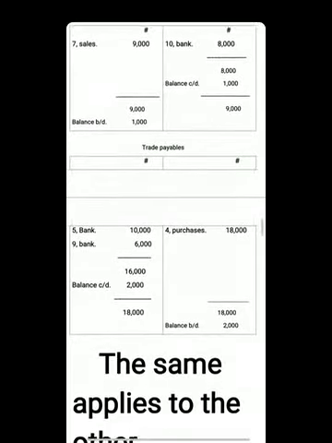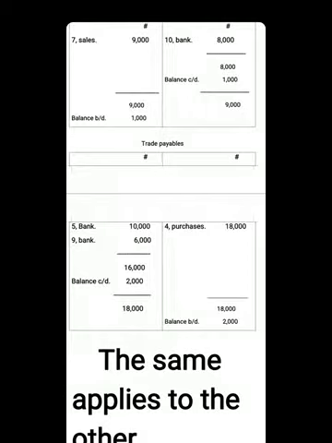Now, trade payables, the same thing for trade payables, 16,000, 18,000. So we have to balance the account. Balance carried down will be 2,000 naira. Then that will be 18,000, 18,000. Then balance brought down will be 2,000 naira. The 2,000 naira is what we are going to use for trial balance.